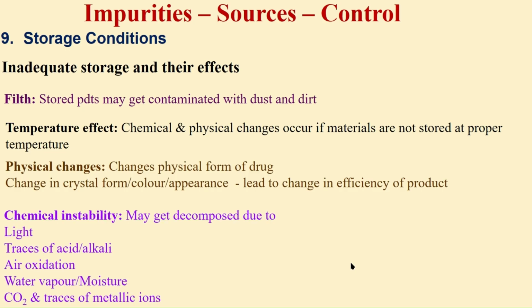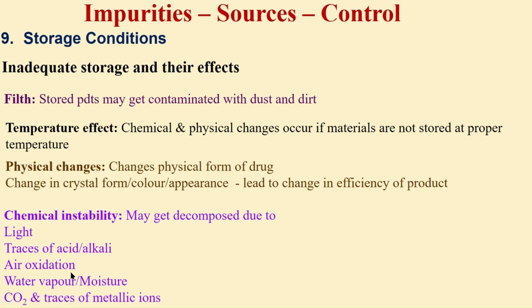When it is not stored in the proper condition, it may also bring about a chemical change. The product can get decomposed due to light, due to traces of acids and alkalis present, due to oxidation by air, due to moisture present in the air, or carbon dioxide, and traces of metallic ions in the containers in which they are stored. All these effects bring about chemical change.